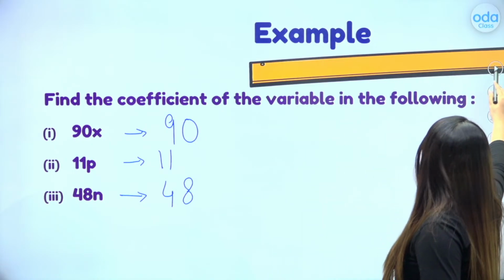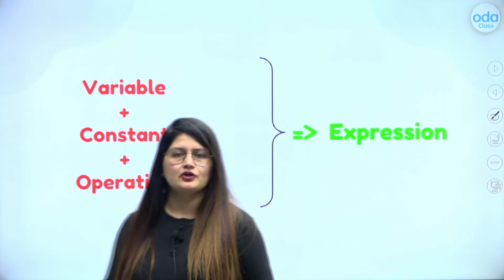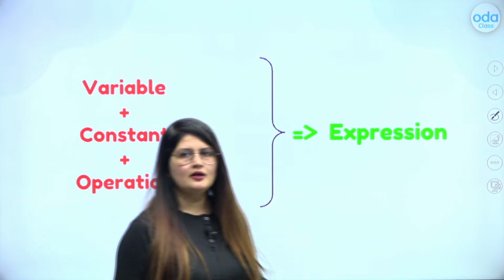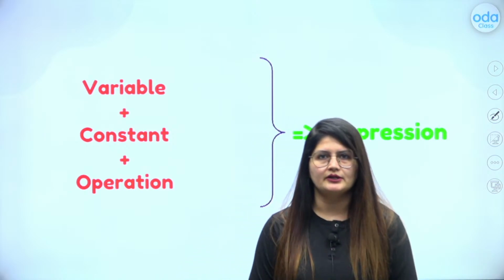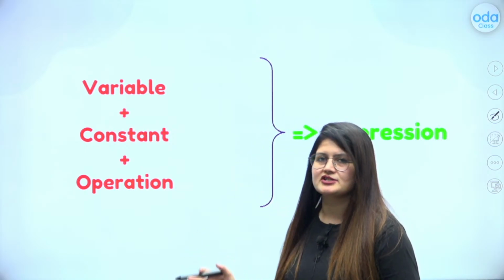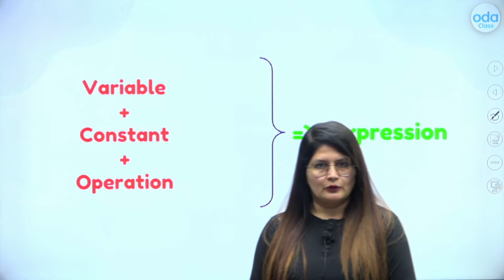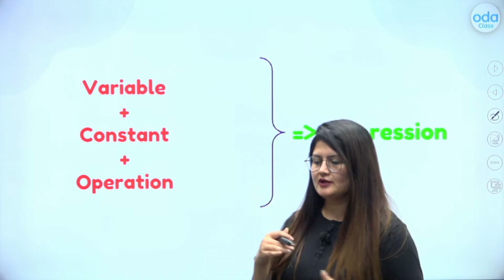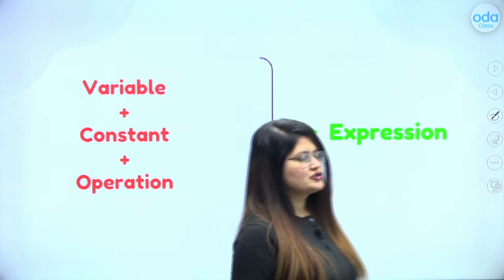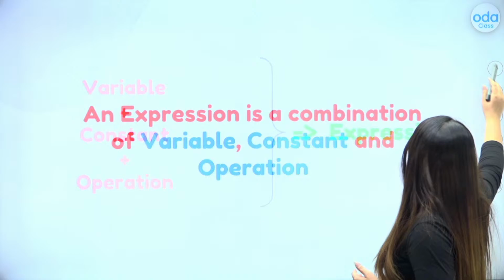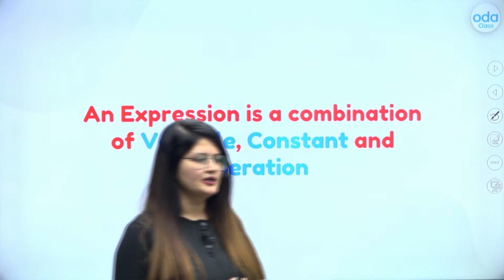An expression is actually a combination of what all? A combination of variable, constant and operation. That means when you see all of them together, you will say that the result is an expression, or an algebraic expression. Whenever we combine the variable, constant and operation, we say that we are getting an expression. So an expression is a combination of variable, constant and operation. I hope this thing is clear.